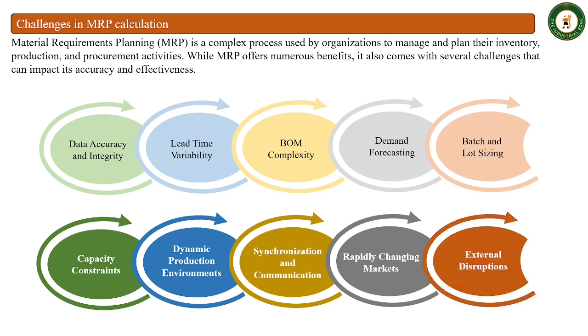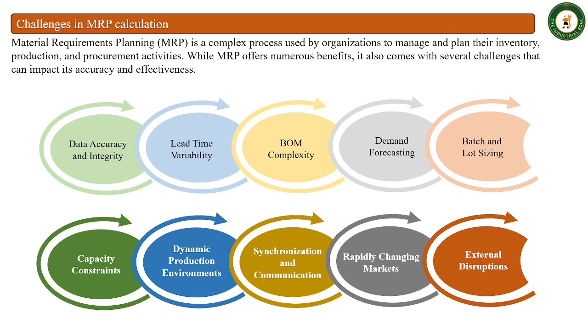And last point, that is tenth, external disruptions. Unforeseen events such as natural disaster, supply chain disruption, economic downturns, or geopolitical issues can significantly impact the availability of material and disrupt the MRP process.